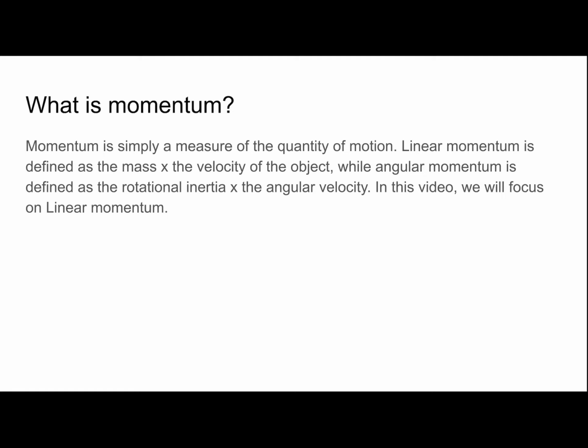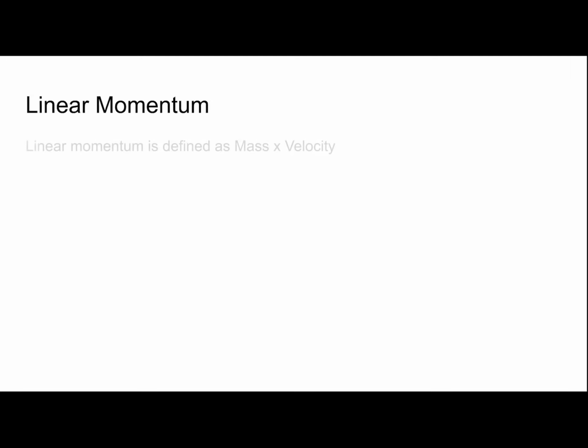Momentum is simply a measure of the quantity of motion. We should have covered momentum in level 2 physics. Linear momentum is defined as the mass times the velocity of an object, so p equals mv, while angular momentum is defined as the rotational inertia times the angular velocity. In that case, L, the angular momentum, is equal to I, rotational inertia, times omega, the angular velocity. However, in this video, we'll be focusing on the linear momentum.